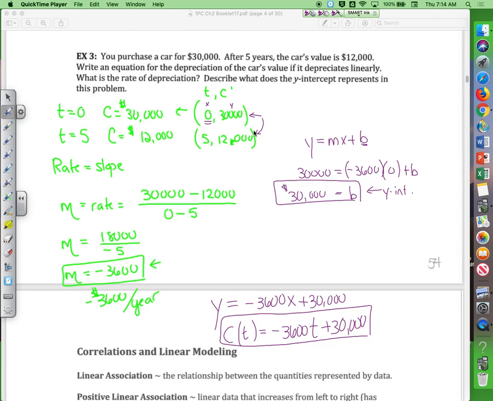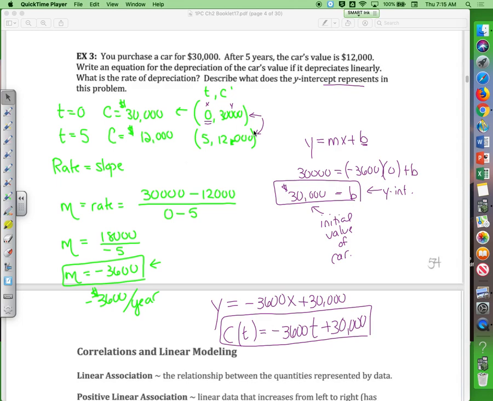And then it asks, what does this y-intercept mean? What does it represent in the problem? The 30,000 was the initial value of the car. How much was the car worth at the very start?